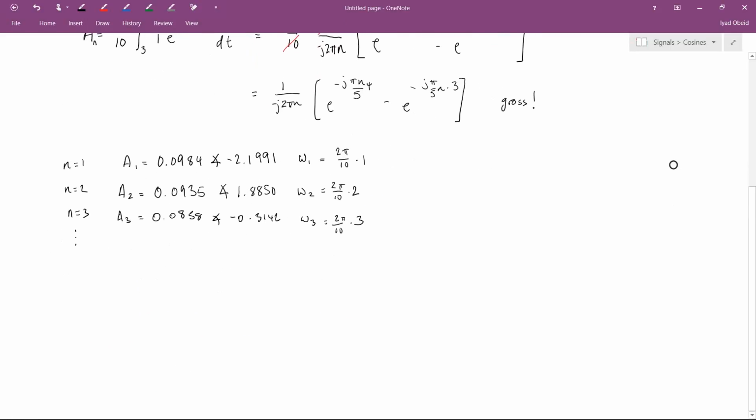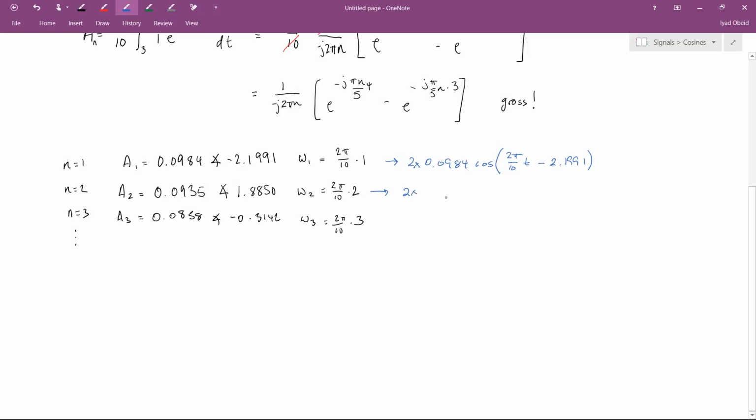If we put all that together, here's what we find. Our original square wave contains a bunch of cosines, but at the very least it contains these three cosines. Let's write these out. Don't forget that k is twice the amplitude of A. So in this case, it's 2 times 0.0984 cosine of 2 pi over 10 t minus 2.1991.